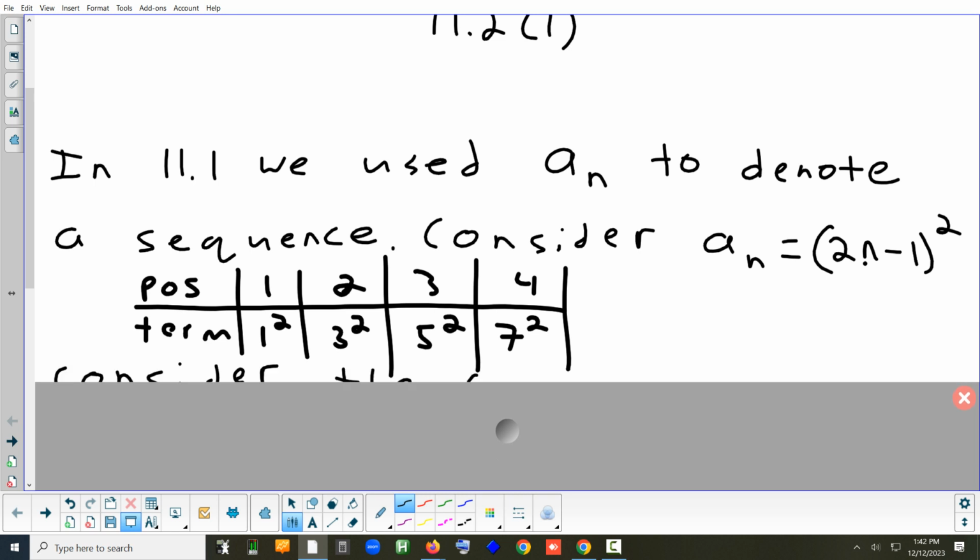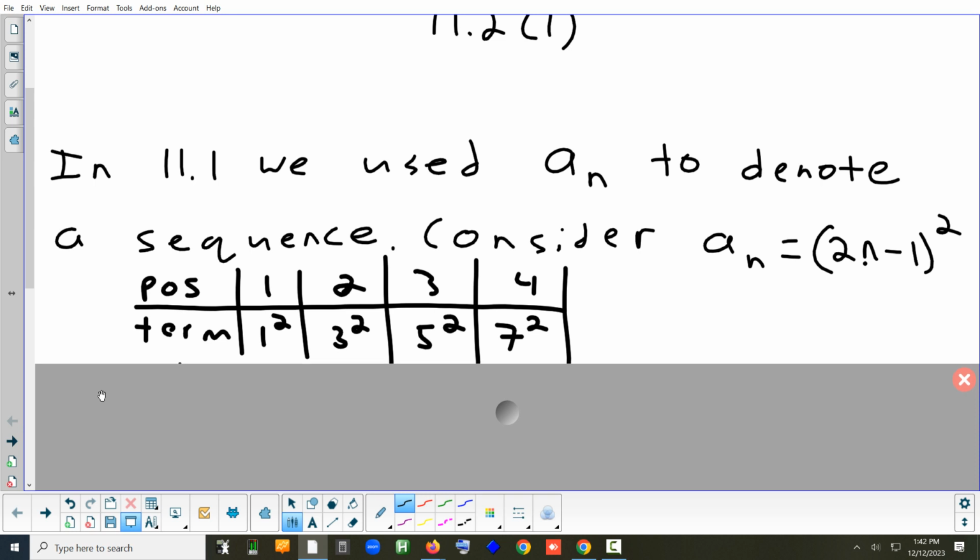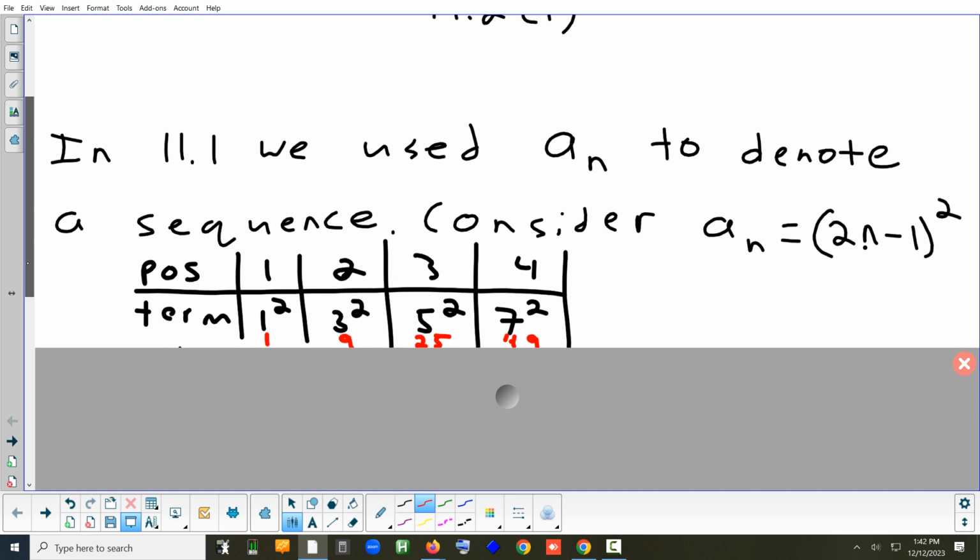If you do these out, it makes it a little harder to see. Like this would be 1. This would be 9, 25, and 49. If you did them all. Okay. Any question on how we got those terms?